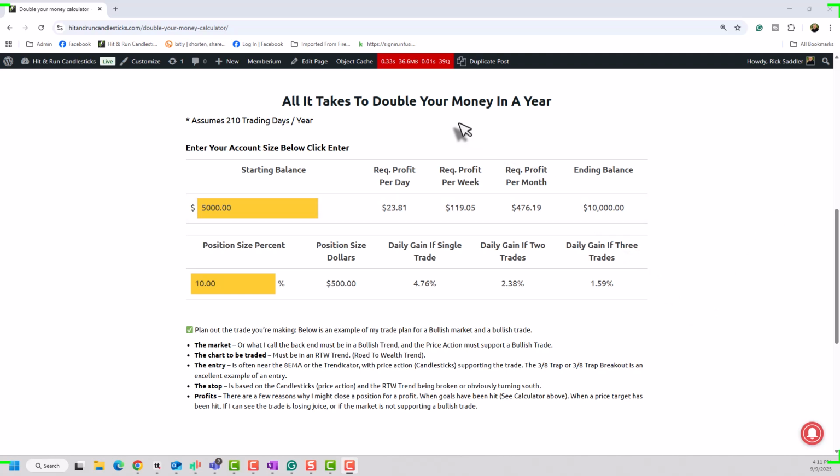So my year, and again, this calculator was made for me, so I use 210 trading days as my trading year, and it accounts for natural market holidays, sick days for me, maybe 3 weeks off, and maybe some blue sky off as well. So it works out to about 210 possible trading days. So everything is figured in with that. So just simply enter your starting balance in here and click enter. That's all you got to do.